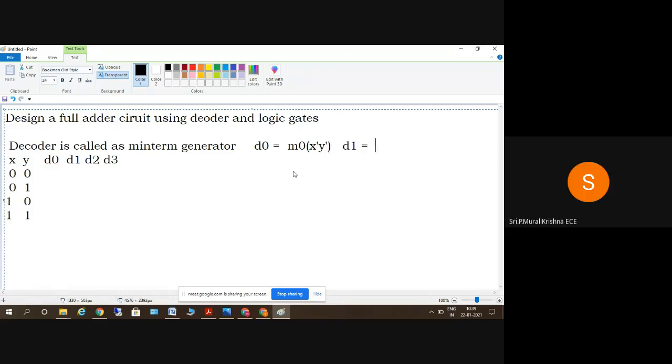Next, D1 is generating M1. What is the meaning of M1? It is 0 0 1, or we can say 0 1, so it is X bar Y. In a similar way, D2 is generating M2, and D3 is generating M3. So all the min-terms are generated using this decoder. Hence, it is called the min-term generator. Getting my point?